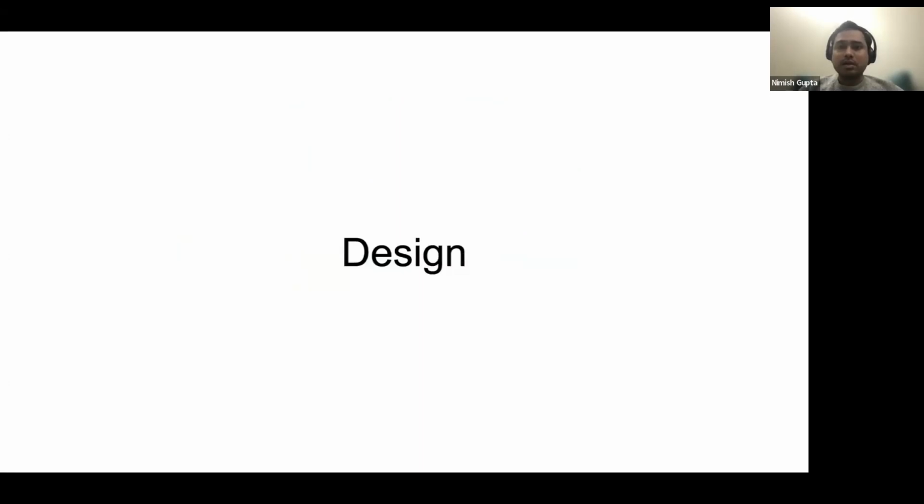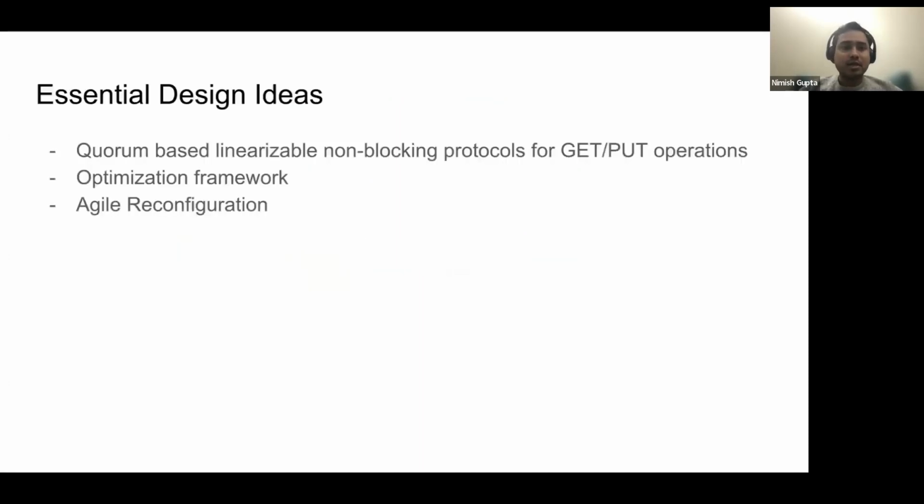So let's go into the design. There are 3 key design ideas with the system. One is the use of quorum-based, strongly consistent non-blocking protocols for get and put operations. Another design idea is an optimization framework that is constantly optimizing the placement of keys to give the best performance and cost out of the system.